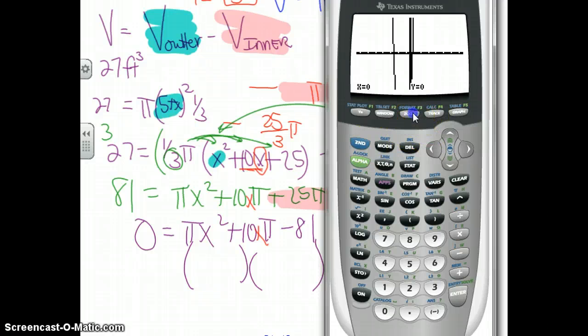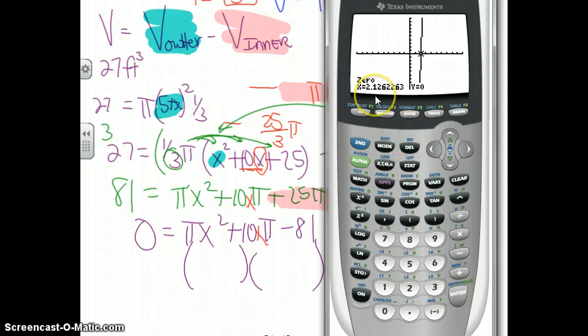So I'll go ahead and hit zoom 6 again. Again, that gives me that standard screen, 10 units left, right, up and down. So to calculate the root, I'll hit second, calculate, number 2, and I'm going to guess left. The fast way to guess left is just pressing a 0, press enter. I'm going to guess to the right by pressing 6, enter. So there's my left guess 0, there's my right guess 6. And I'm going to guess a 2 for the guess on.